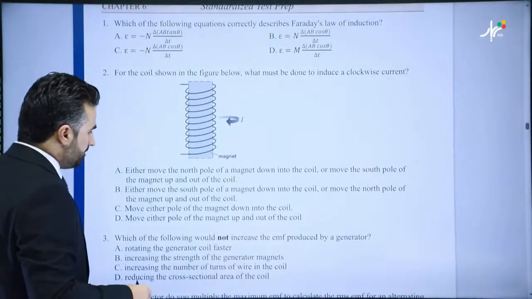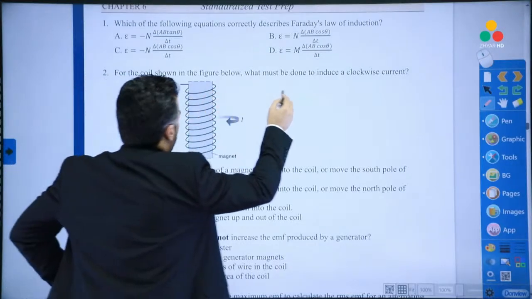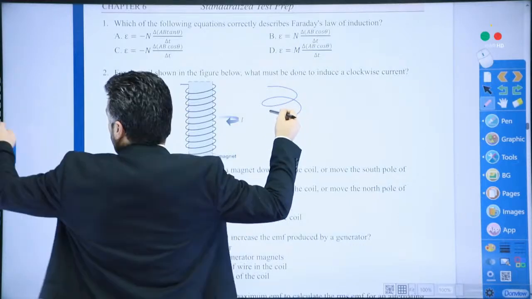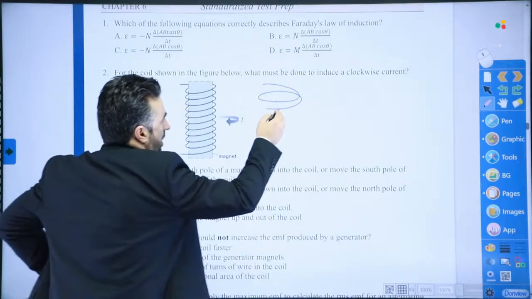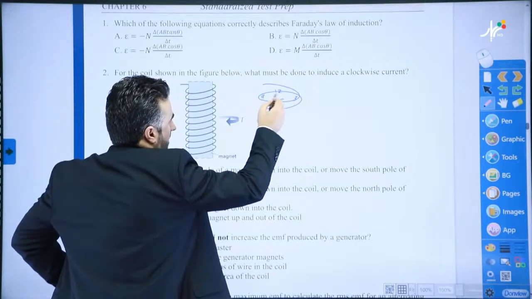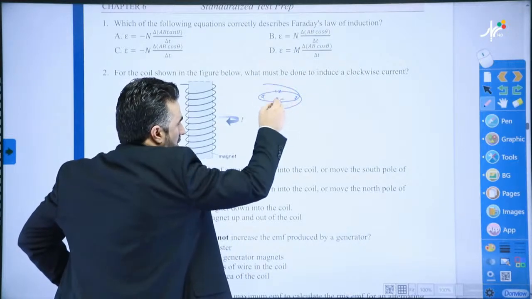So we have this. If I take one turn here, of course, it's going to be something like this. Let's just make this one a bit nicer maybe. Okay, so in order to make it clockwise, let's say this is 12, 3, 6, and 9, yeah? So in order for this to be clockwise, what does it mean? That means the current has to go this way.